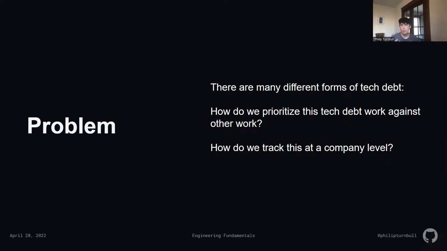So there's a couple of problems here. How do we prioritize all these different forms of tech debt against one another? What we're trying to avoid is having competing priorities that cause confusion across the company. For example, maybe one part of the company has decided that performance is our number one goal for this quarter. Then one part of security is really focused on container scanning. And then yet another part of security wants to burn down our backlog of static analysis alerts.